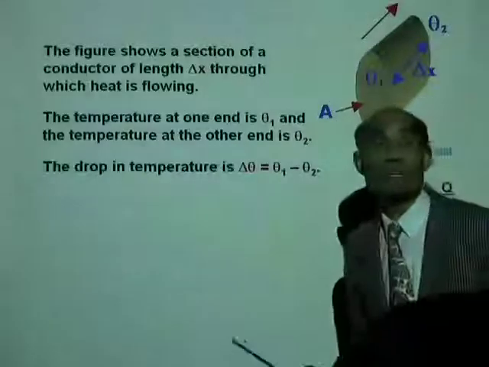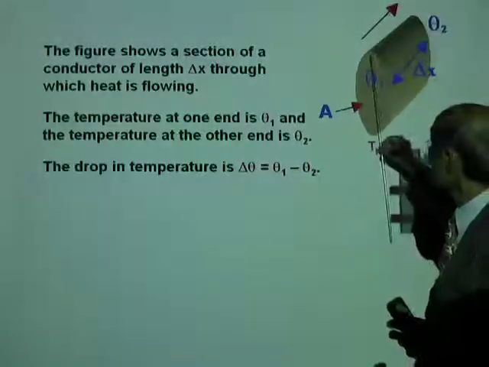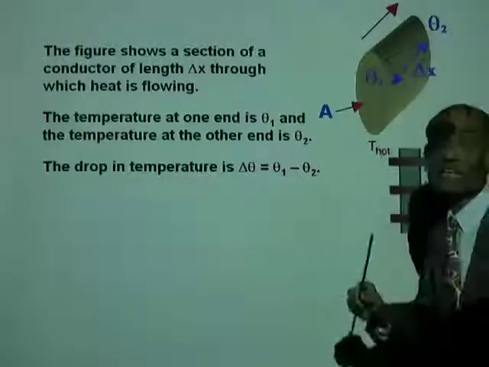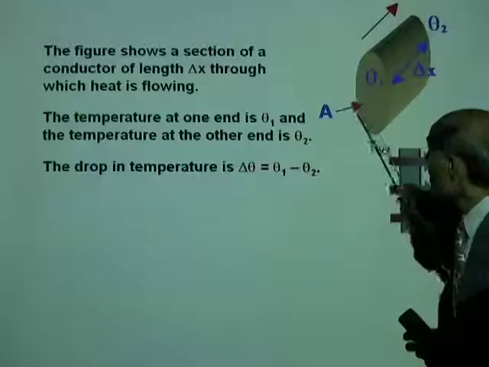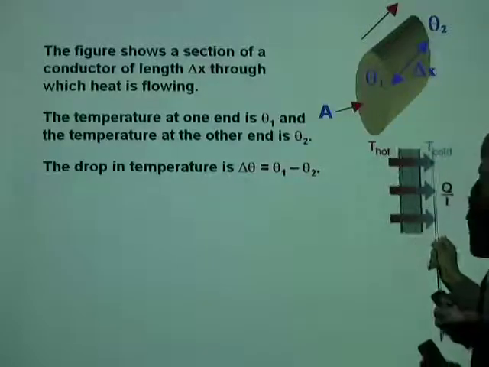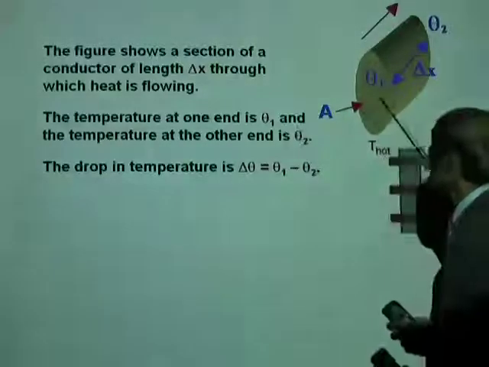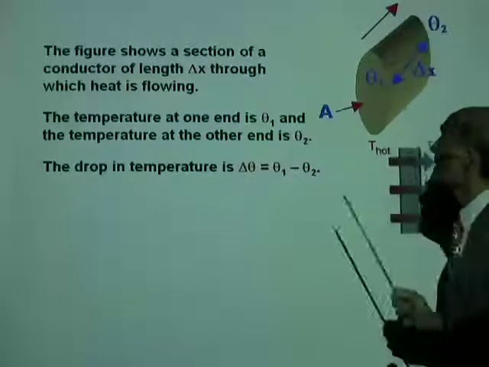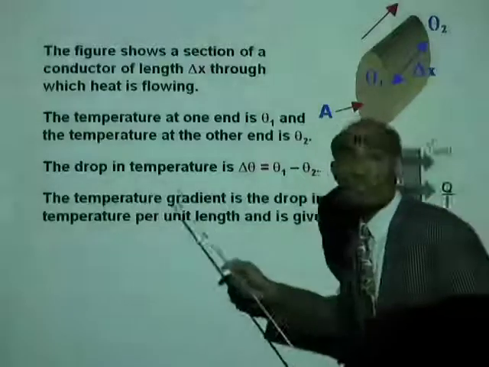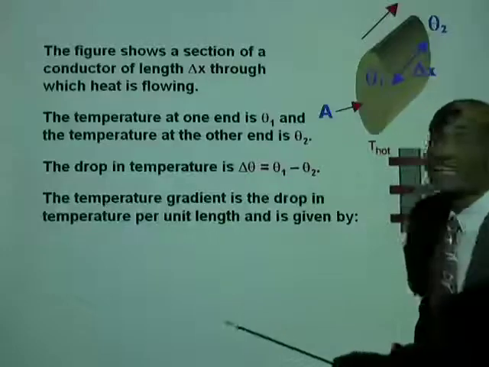Now, what is the drop in temperature between the ends of the conductor? This end is at a high temperature theta 1, the other end is at a low temperature theta 2, so that heat flows from the hot end to the cold end. Now, what is the drop in temperature? The drop in temperature is theta 1 minus theta 2. Now, this drop in temperature occurs along a length delta x.